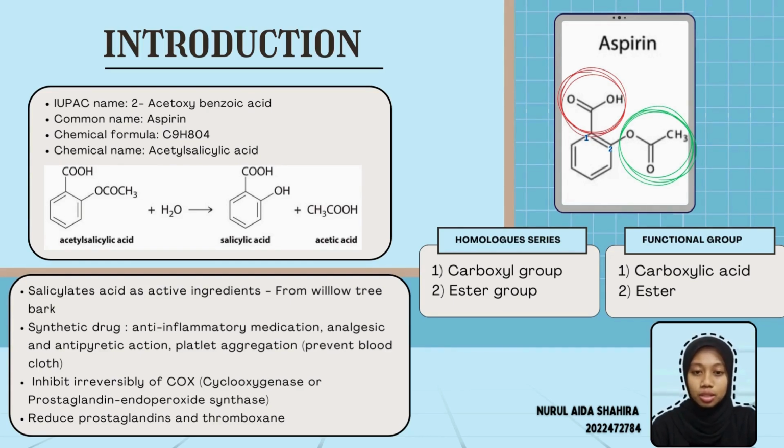All of these are used because aspirin's active ingredient is able to inhibit COX, or cyclooxygenase, which is the enzyme that produces prostaglandin and thromboxane. Therefore, by its inhibition, prostaglandin decreases, making it useful as an anti-inflammatory and analgesic. Thromboxane is also reduced to prevent blood clots.